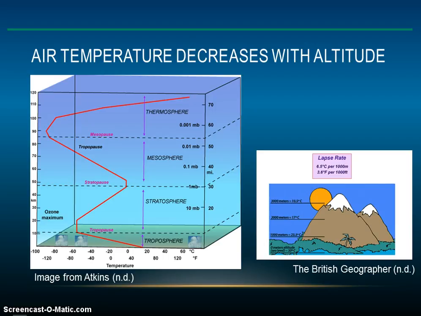As you can see in the figure to the left, the red line shows that air temperature has a complicated vertical profile. Air temperature does not decline continuously with increasing height above the Earth's surface. The British geographer notes that, quote, as you climb a mountain, you can expect the air temperature to decrease by 6.5 degrees Celsius for every 1,000 meters you gain. This is called the environmental lapse rate.